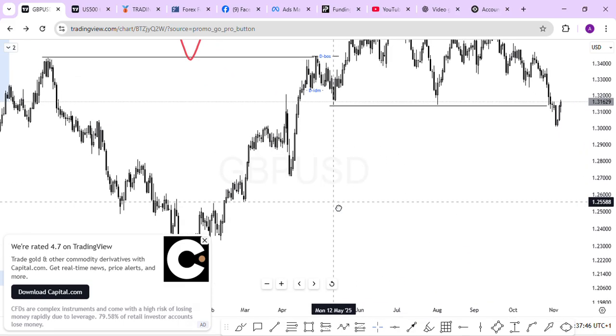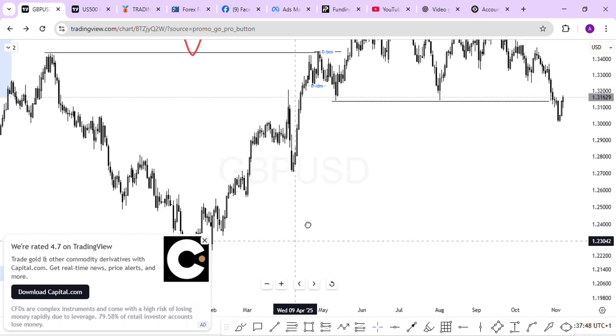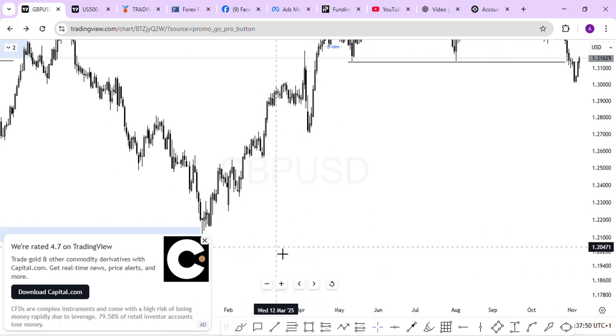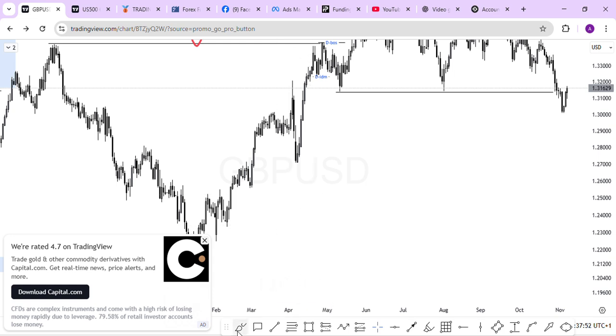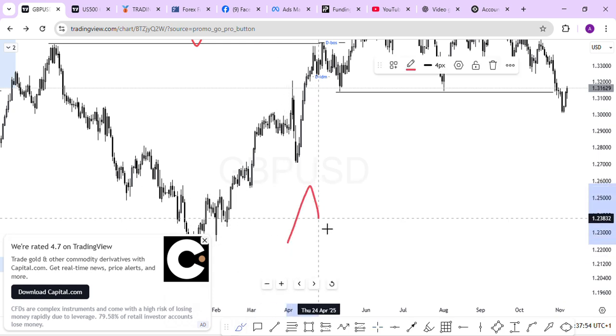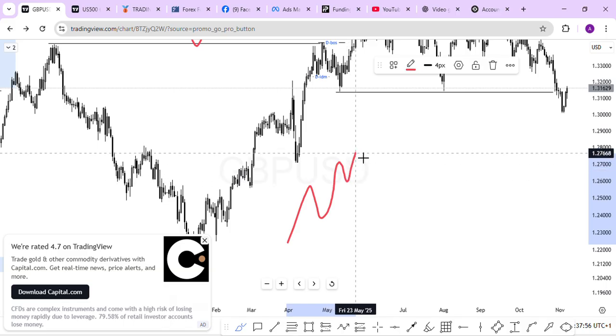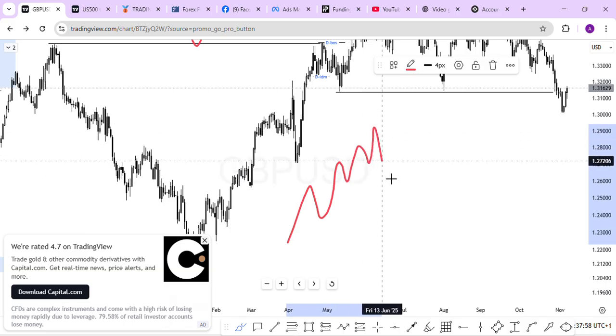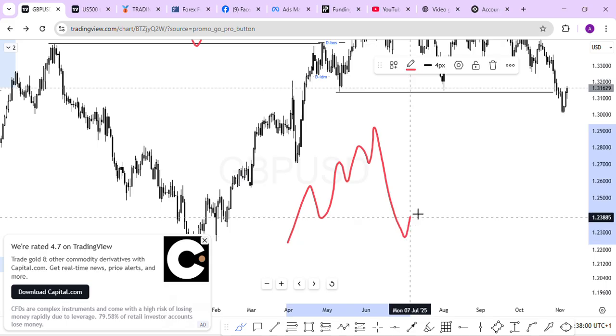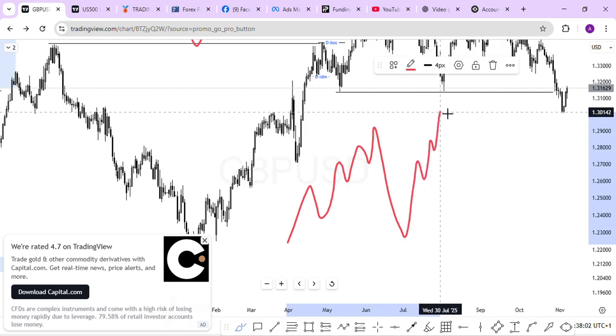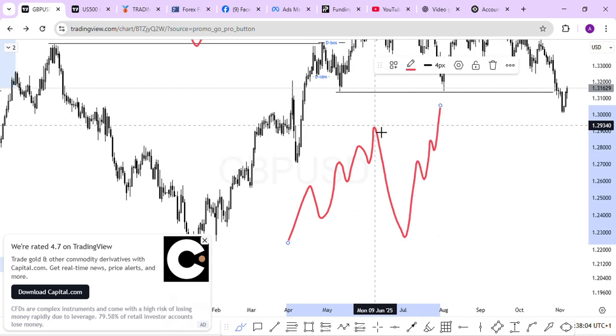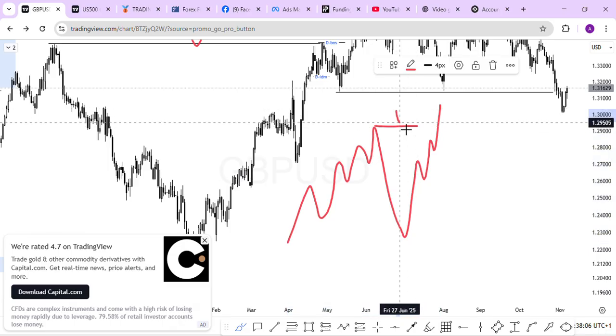Because of what? This is like the scenario that happened. Market did something like this. Sorry, I want to draw it. Market did something like this, and come to the extreme and do something like this. Boom. So it means that we have break of structure here.